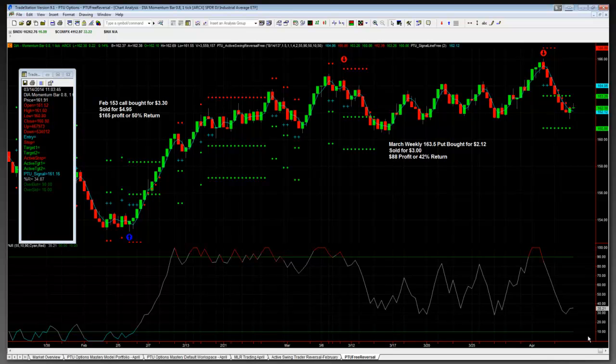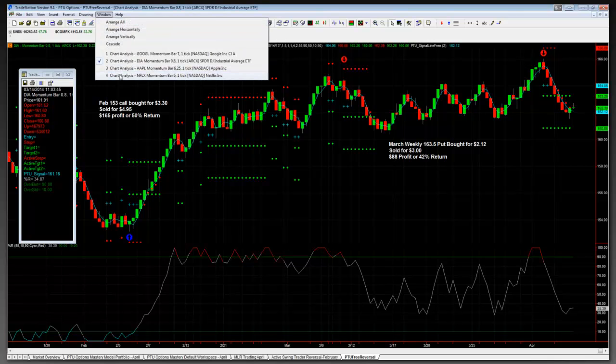We need to either get below 10 again, or we need to get above 90. Okay, until that happens, there's nothing for me to do. Okay, and you can see back here there was another winning long trade as well back in February. So the system, it's not the most active system ever, but that's by design. We want to wait for those major market extremes.